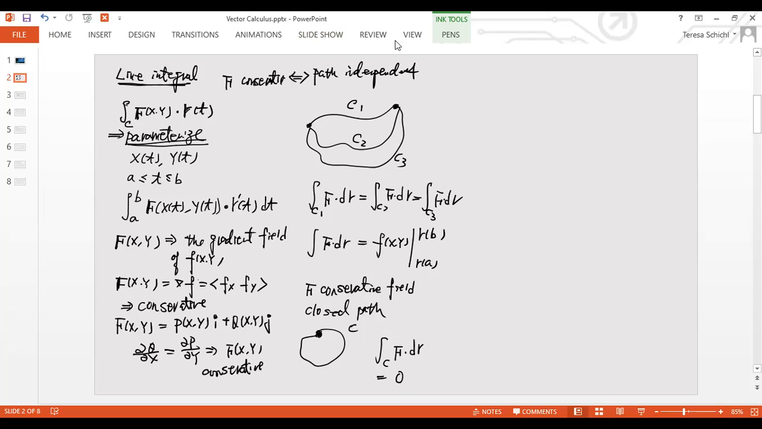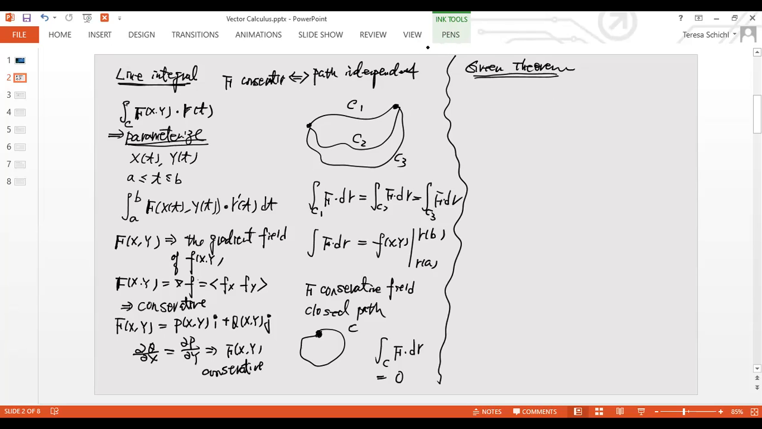Okay, so this is all good. These are very good properties when your F of x, y is a conservative field. Now for Green's theorem, we are going to deal with the case where your field is not conservative. How do we do that?